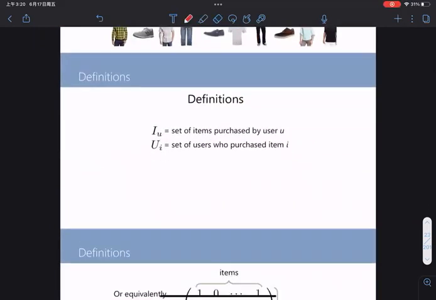Here's the definition. I subscript U means the set of items purchased by user U, and U subscript I means the set of users who purchased item I.